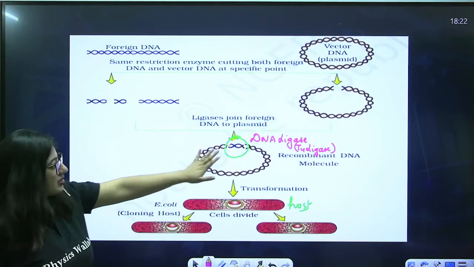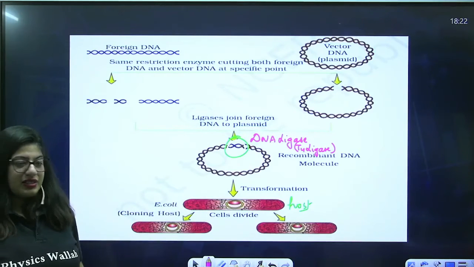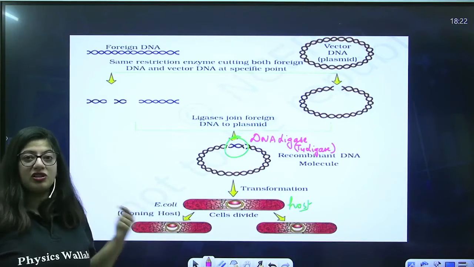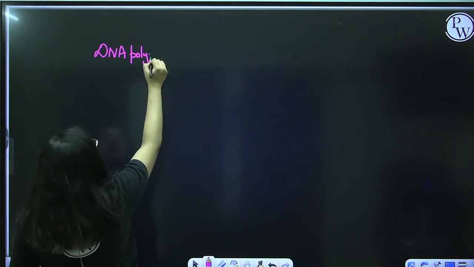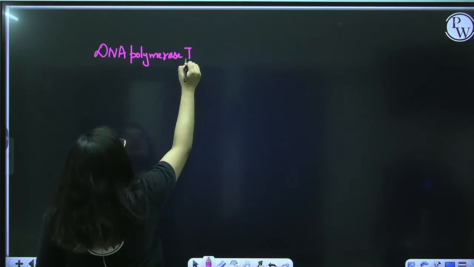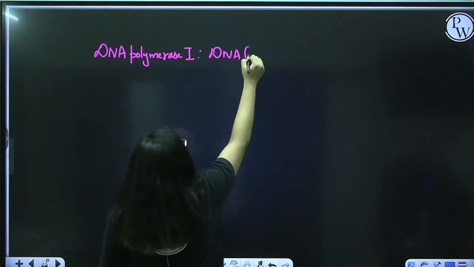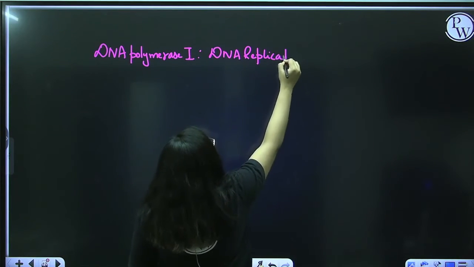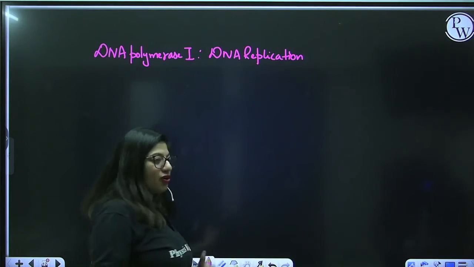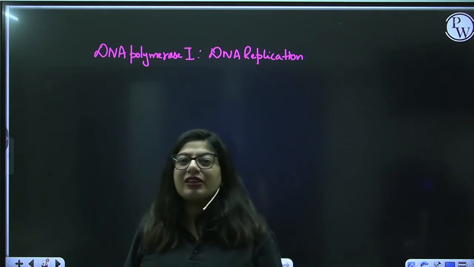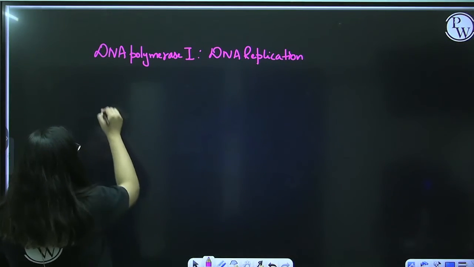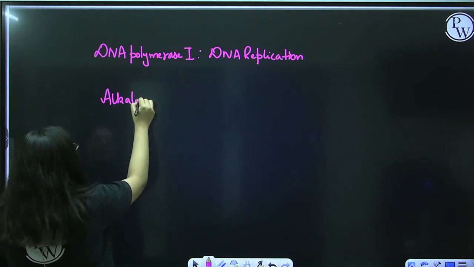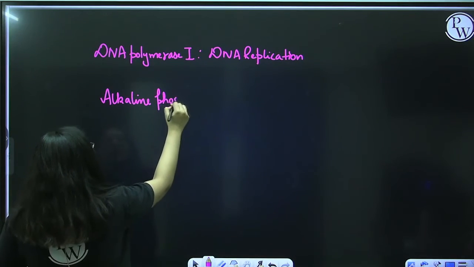Now, once the DNA ligase has done its thing, it will go to the host. In the host, the replication occurs. For replication, we need to use another enzyme, and that is DNA polymerase. So DNA polymerase 1 is used for DNA replication. We want our piece of DNA to divide in the host, so we will also provide DNA polymerase 1 so that the multiplication keeps going. Another enzyme that we use is alkaline phosphatase. Now this is something which you have never heard of.